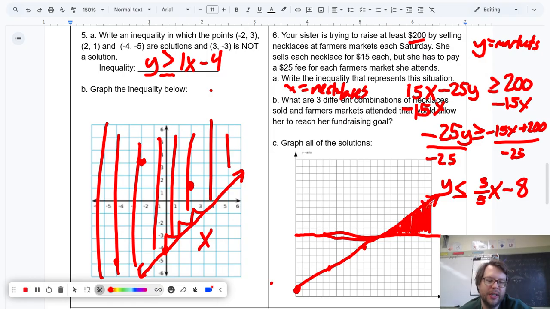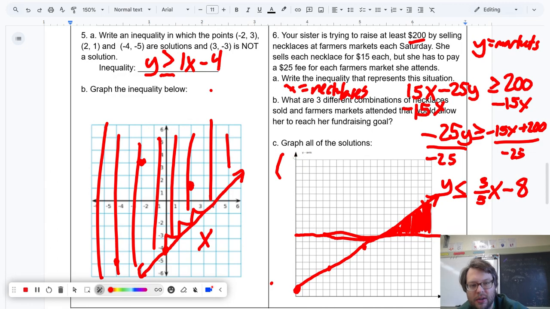Now I only shaded stuff that was above the x-axis that I drew because it doesn't really make sense to have a negative number for y. Y is the number of farmers markets, so she got to go to at least one farmer's market. Here are a couple combinations that would work.